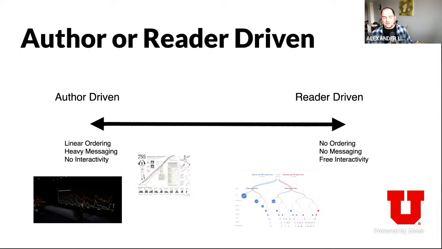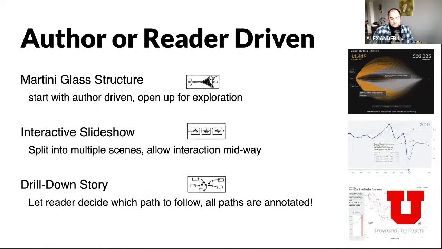And on the other side, you have these reader-driven stories where you have no ordering at all, and no messaging, but completely free interactivity. And this is also for news. This isn't all that common, but I'll show you a couple of examples. And so a lot of news is somewhere in the middle, maybe a little bit on the author-driven side. And then they have these more specific examples like a Martini glass structure, which is a very compelling approach. So you start with an author-driven visualization, and then you open it up for exploration.